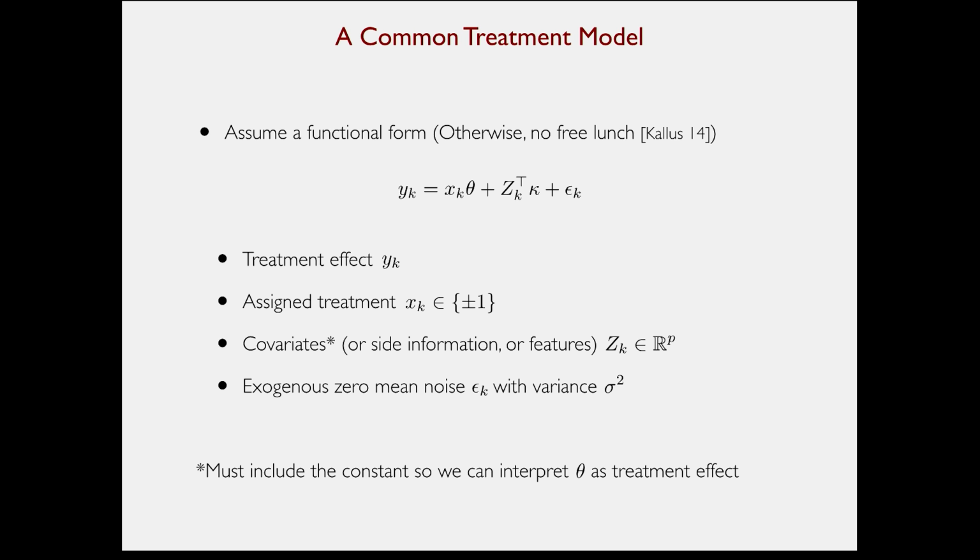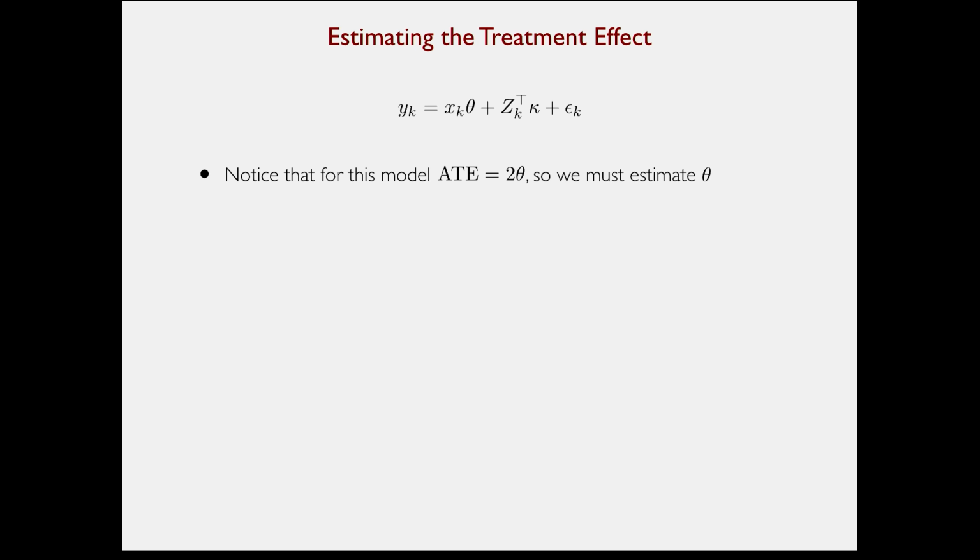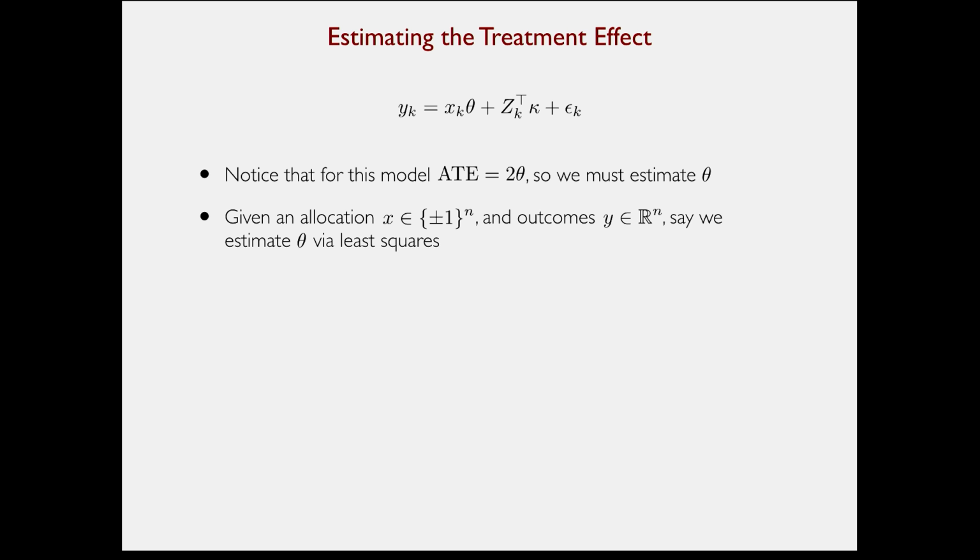Now, if I write things down this way, what's the average treatment effect? Well, in this particular case, the average treatment effect is simply 2 theta. So really my goal at the end of the day is to estimate what theta is. So let's do the following. I'll justify this in a second, but let's say we did this. Let's say that what we did is we came up with some allocation.